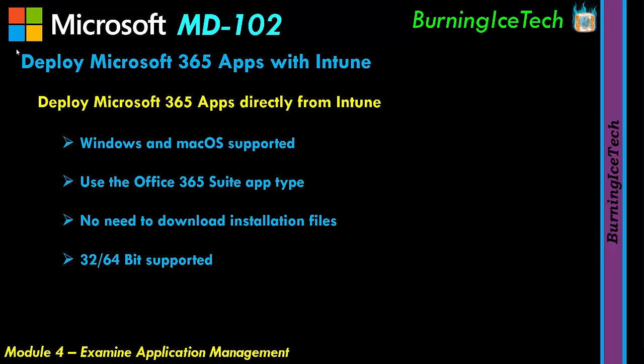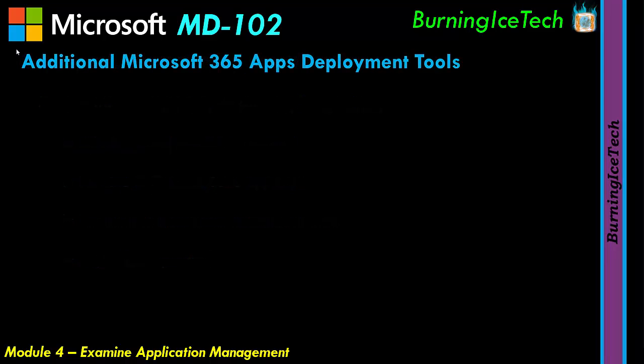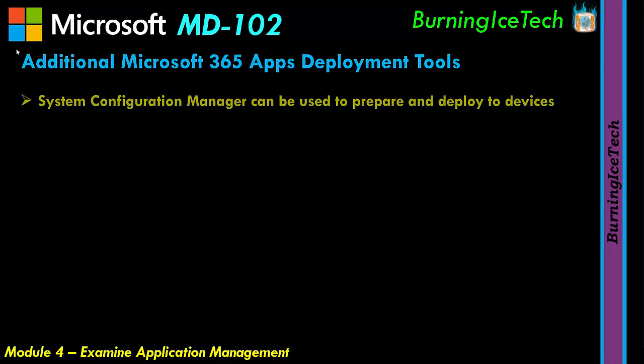Wow, I can't believe I'm finally saying that. Additional Microsoft 365 apps deployment tools. So what I'm about to list for you guys is four of them. They are different ways, or extra ways or methods, for you to go about deploying these Microsoft 365 apps. The first one is System Center Configuration Manager, which can be used to prepare and deploy to devices. That's actually a very powerful tool. I wouldn't say it's my favorite. In a sense of functionality and flexibility, it is really, really cool and very powerful. Probably the most powerful out of the lot that I'm going to mention for you guys.